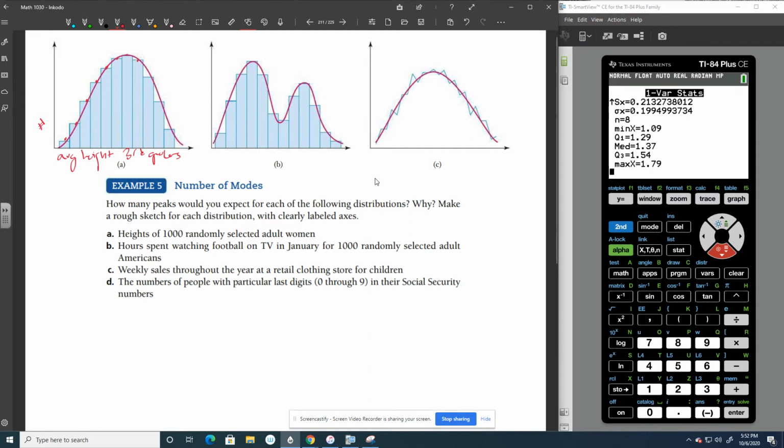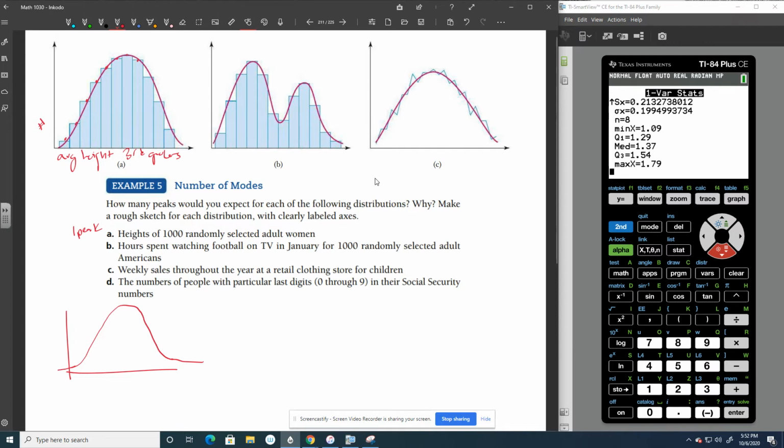So part A says heights of 1,000 randomly selected women. If I made a sketch and I just took 1,000 random women, there's going to be some short ones, and then there's going to be a whole bunch of average middle height, and then there's going to be some tall ones. And the further out I go, the fewer tall, and the further to the left I go, the fewer short people I'm going to have. So I would expect there to be one peak if I was measuring the height of selected adult women.